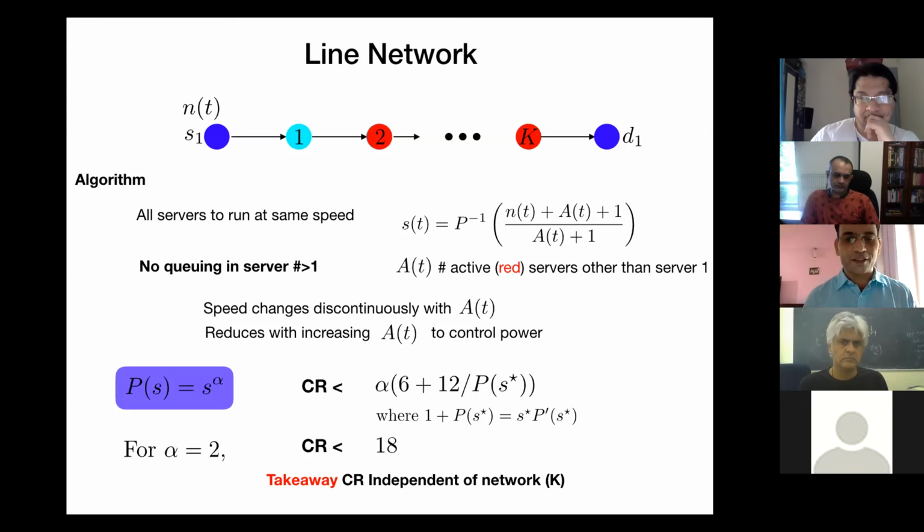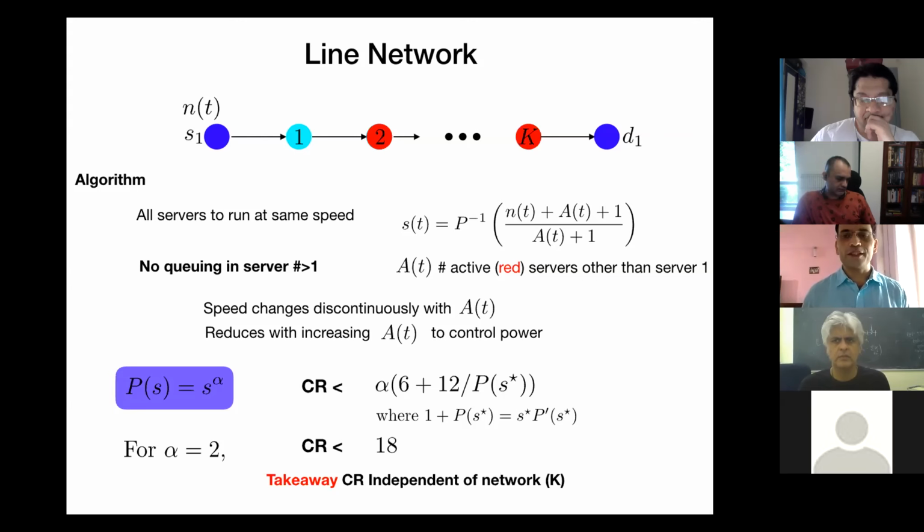The number 18 is not that important. It could have been 36 and you would still be happy. The quest really was to first get over the dependence on the network. A naive policy will essentially get you a dependence on K. This particular choice and the ensuing analysis will make sure that the competitive ratio remains constant. It's independent of the network.